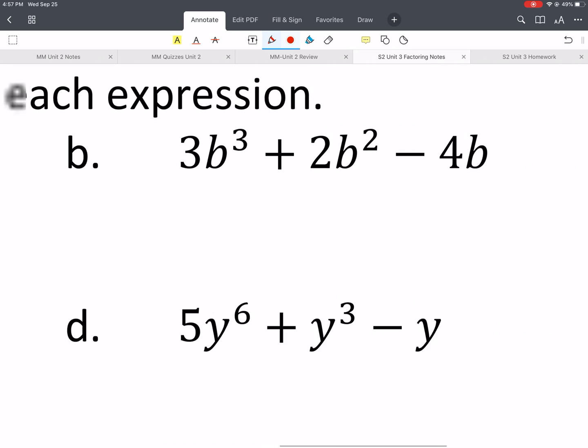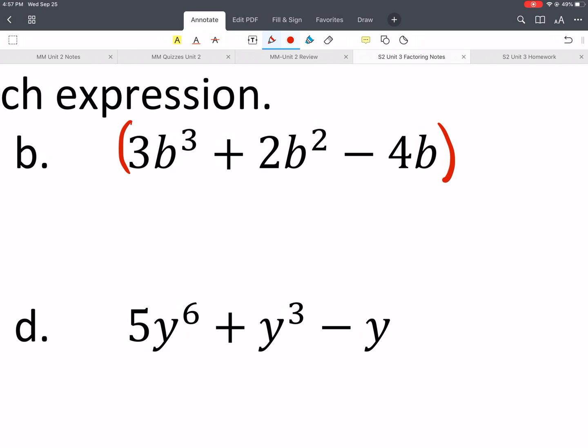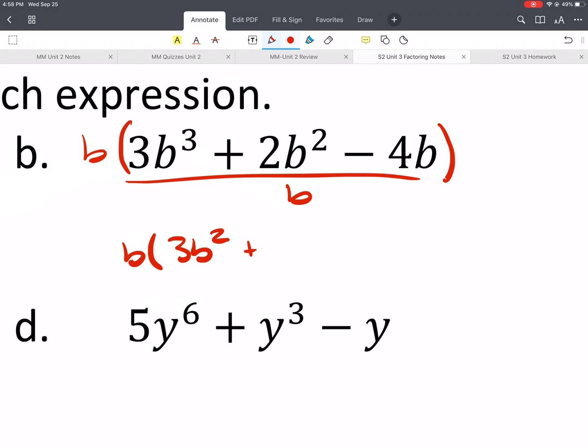Let's do some more examples. Greatest common factor. Here we have 3 b's, here we have 2 b's, here we have 1 b. So the most that we can take from every term would be 1 b. So here would be b in the front, we'd divide it all by b, and we would end up having b times 3b squared plus 2b minus 4b. Basically what we're really doing is taking a b from here, a b from here, and a b from here.